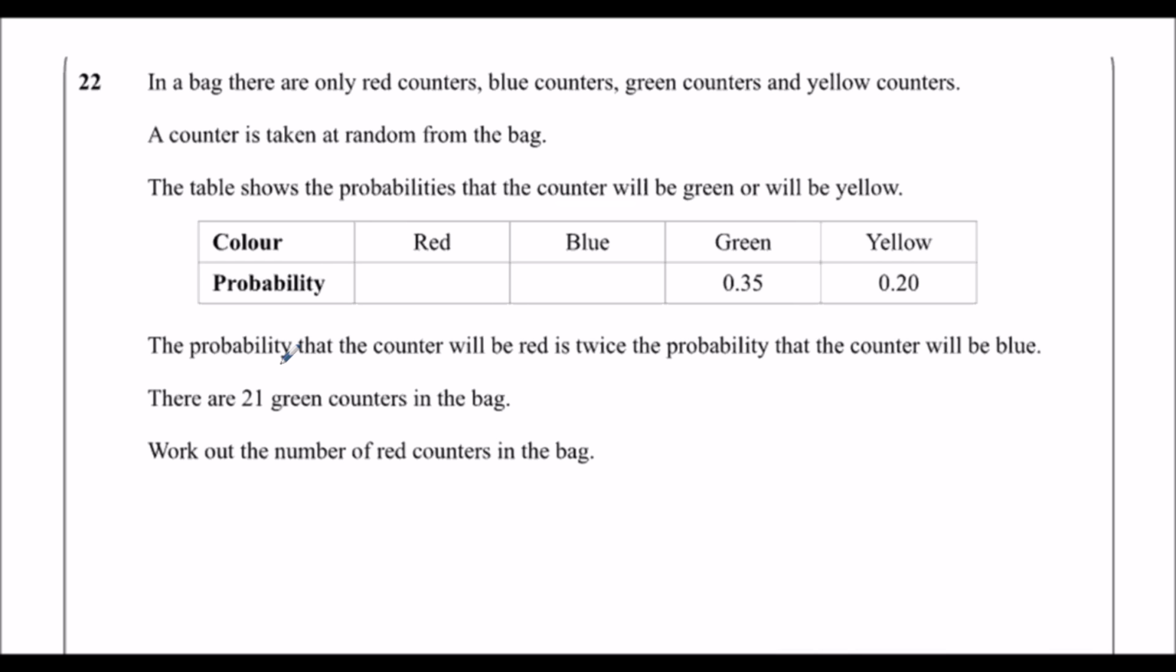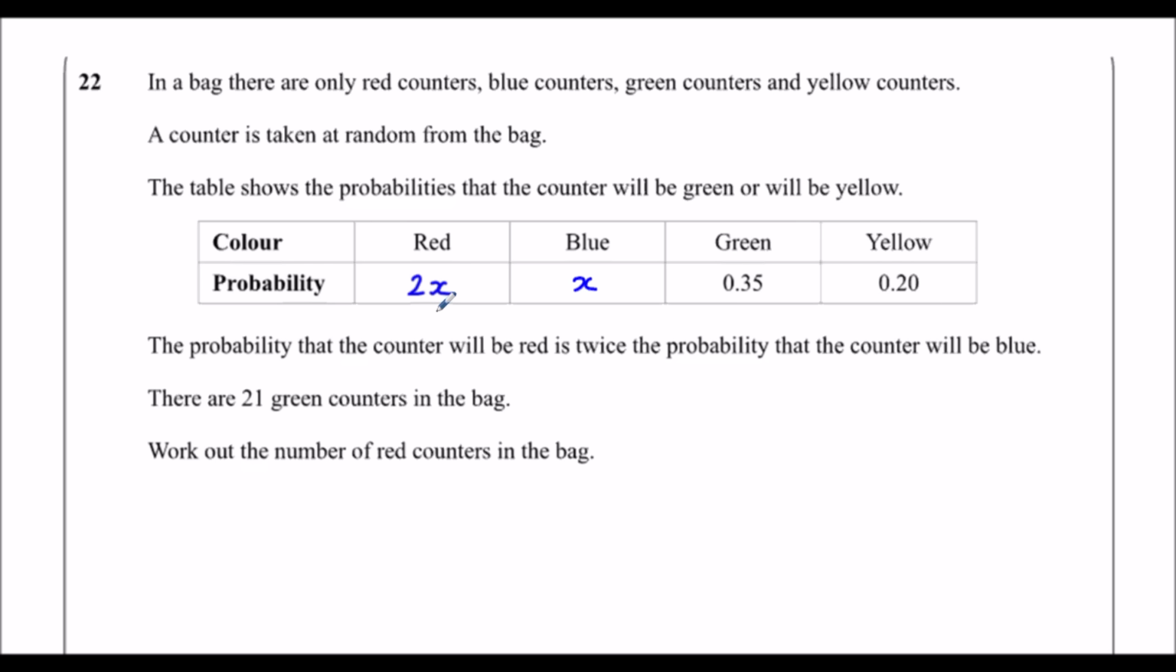Question 22. In a bag, there are only red counters, blue counters, green counters and yellow counters. A counter is taken at random from the bag. The table shows the probabilities that the counter will be green or yellow. The probability it's red is twice the probability it's blue. So if blue is x, red is twice that, 2x.